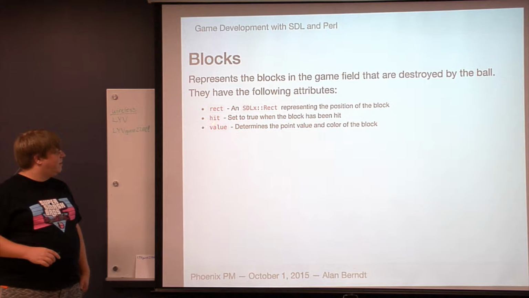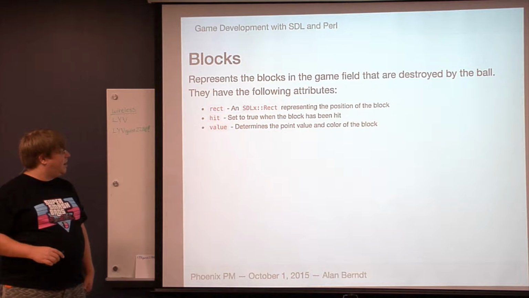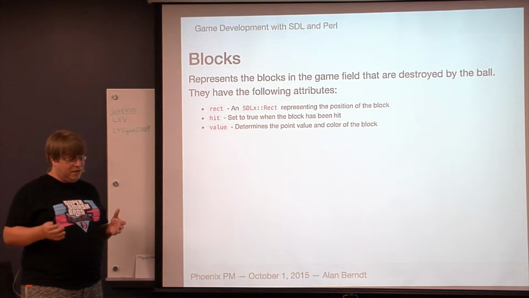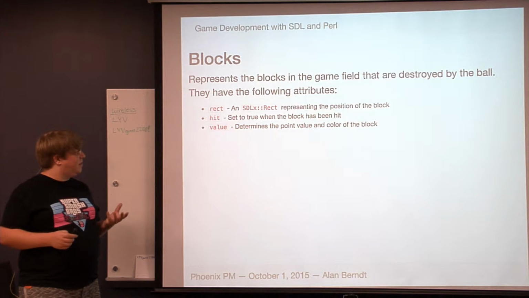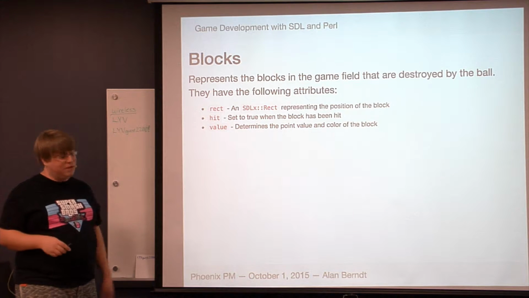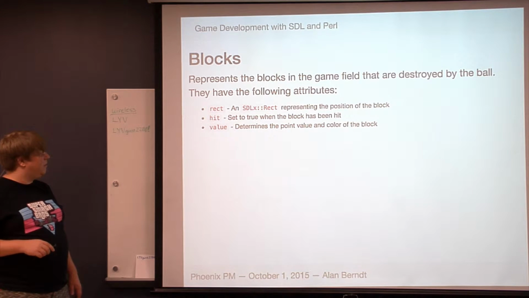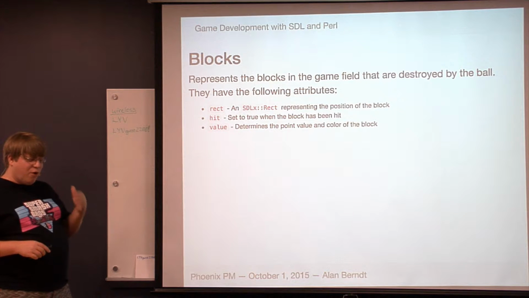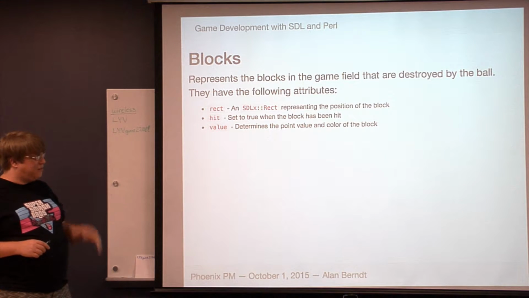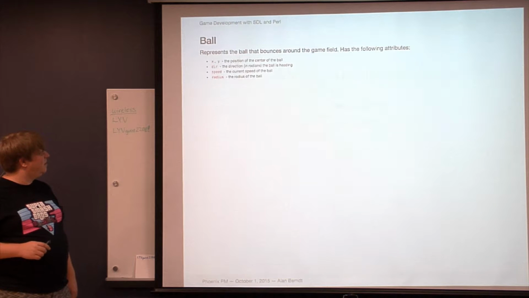Then it has a flag for if the block has been hit. The reason that we don't just handle that inline is we want to keep everything encapsulated. So the blocks in the collision detection can be set to hit, and then later on we'll deal with actually removing the ones that are hit. We'll get into that when we talk about the individual update handlers. And then lastly, they have a value. In the original Breakout, each row was worth a different number of points, so this just tracks how much those blocks are worth. And the different rows were different colors, so it also happens to track the color.